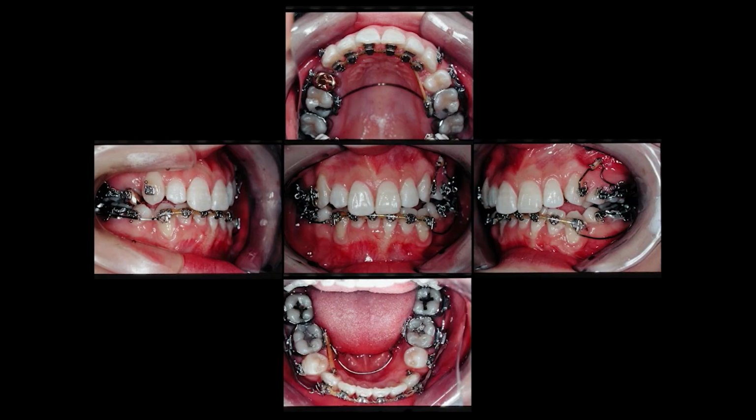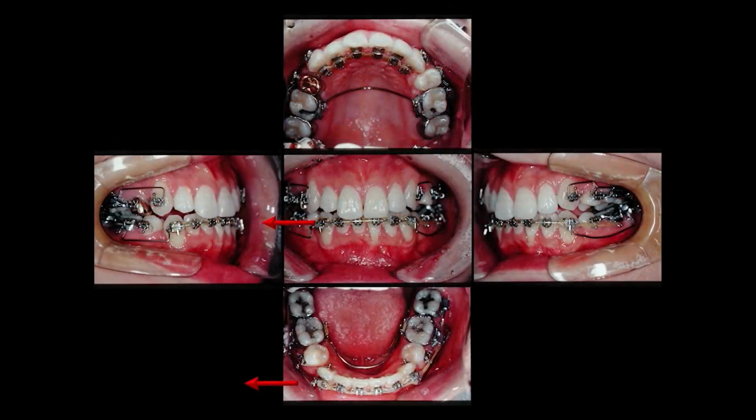This patient presents a lower midline that has shifted to the left side due to the clockwise rotation of the lower anterior segment. A cantilever spring extended from the auxiliary tube on the lower right molar was used to apply horizontal force. The single force applied at the level of the bracket caused the lower anterior segment to rotate en masse and corrected the midline as well.